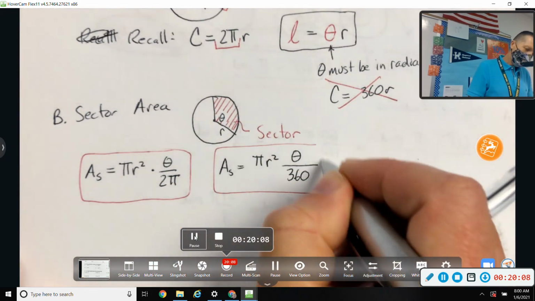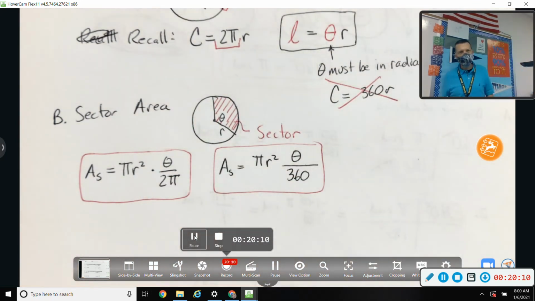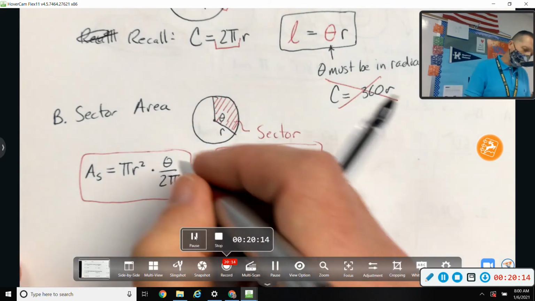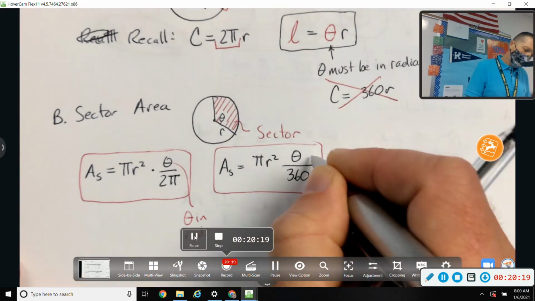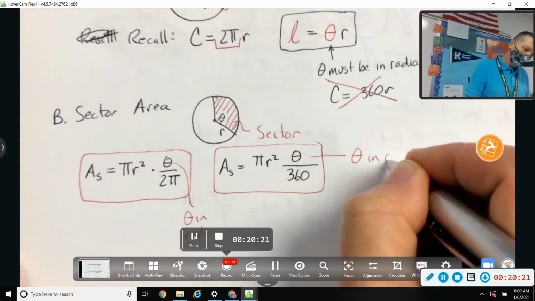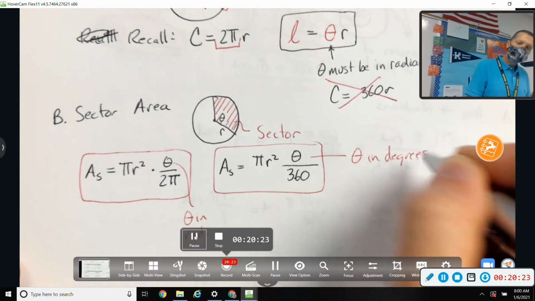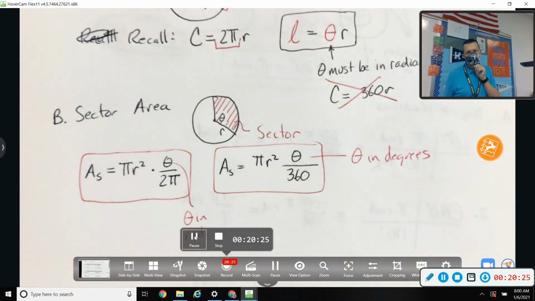So I don't know if you want to memorize one formula and say it always has to be in radians, or just know both of them and be okay with theta in radians versus theta in degrees. So it doesn't matter. Start with the full circle and then adjust based on how much of the circle you have.